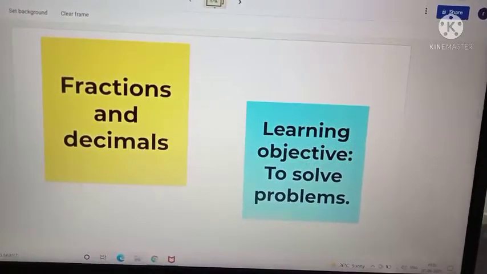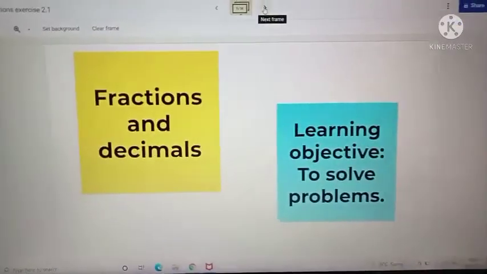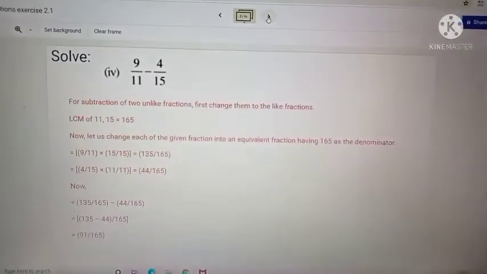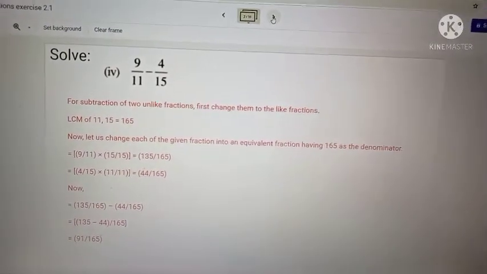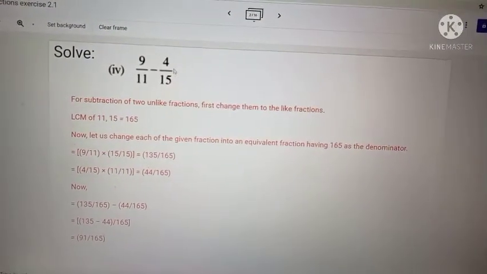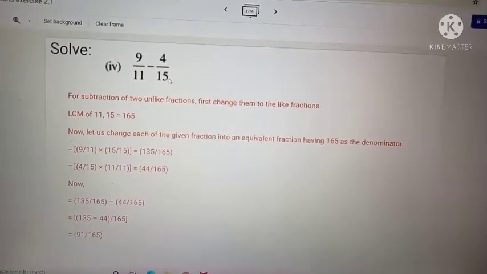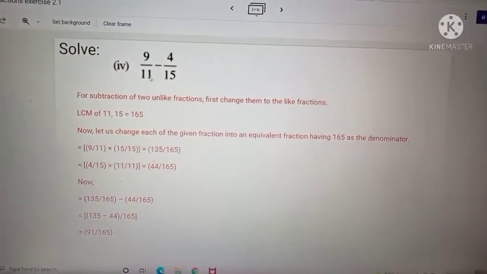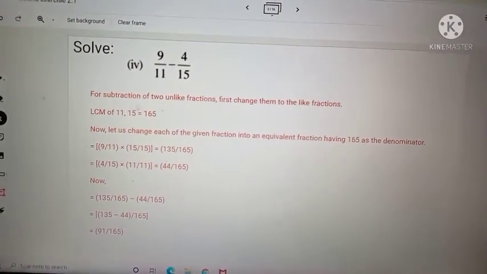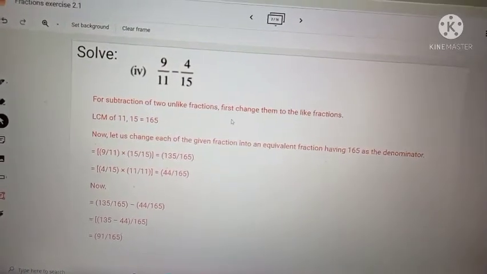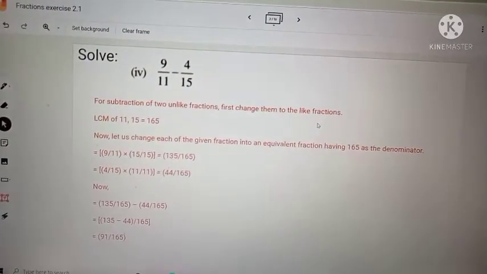Let's discuss some questions from the lesson fractions and decimals. Solve 9 by 11 minus 4 by 15. We are going to subtract these unlike fractions. So, for subtraction of two unlike fractions, we have to change them into like fractions.